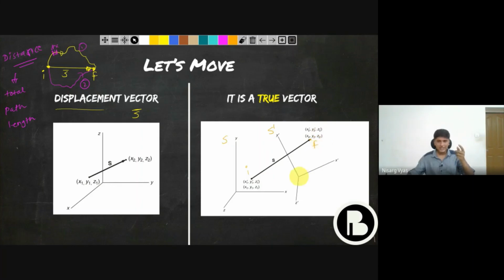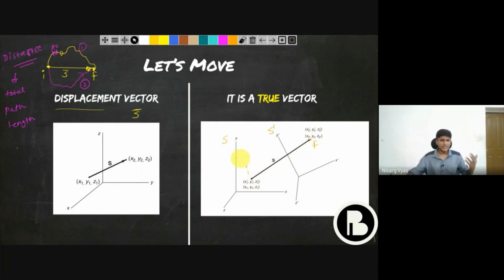Okay. So you can see that the position of this point is different in the S frame and the S prime frame. But what about displacement? It is the same vector in both the reference frames. It is pointing in the same direction. It has the same length in both the reference frames. It has the same direction and the same length.